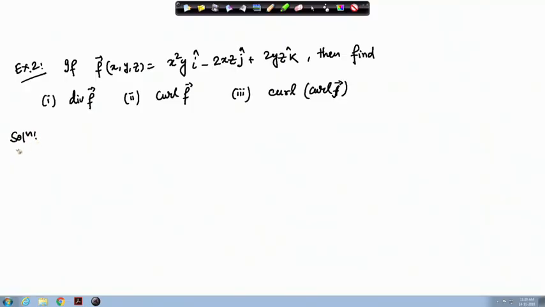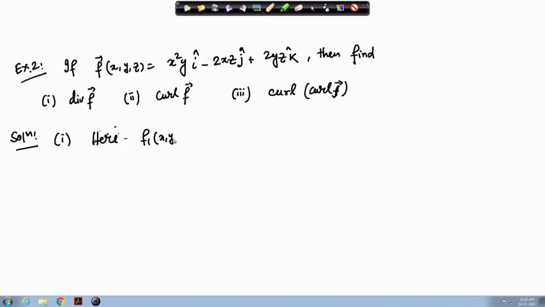So, these are some small aspects of vector calculus, and I am pretty sure you have got an idea of how to deal with these operators. All right. So, let us start calculating the first one, the divergence of f. Solution: let me start by writing here.